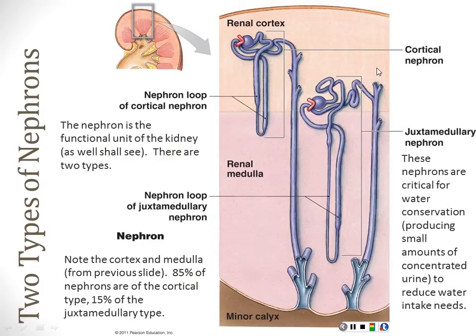That's for those cortical nephrons. For the juxtamedullary nephron, we're still up here in the cortex mostly, but we dip way down into the medulla for the loop part, comes back up, and then the collecting system goes back through the medulla again.